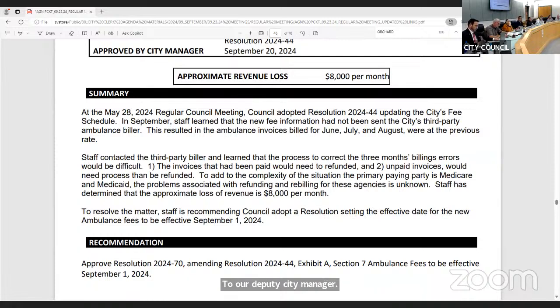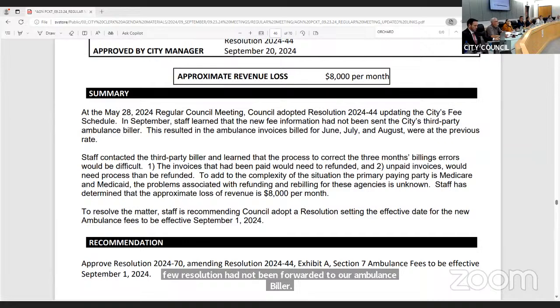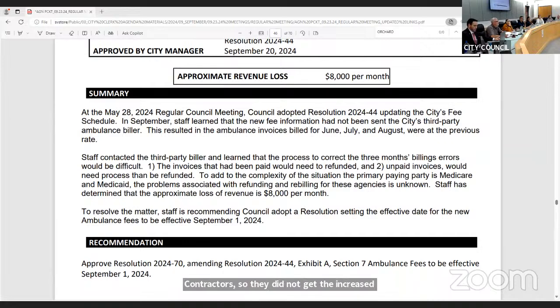Thank you, Mayor and Council. So as we discussed in the study session, the fire chief had learned that the fee resolution had not been forwarded to our ambulance biller contractors, so they did not get the increased fees, and therefore June, July, and August were billed at the previous rate instead of the rate that council had approved in the fee resolution.